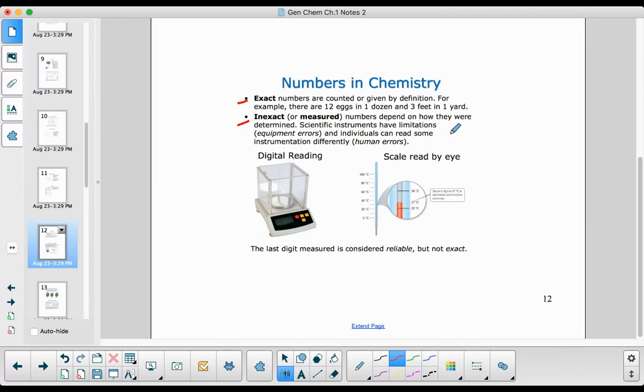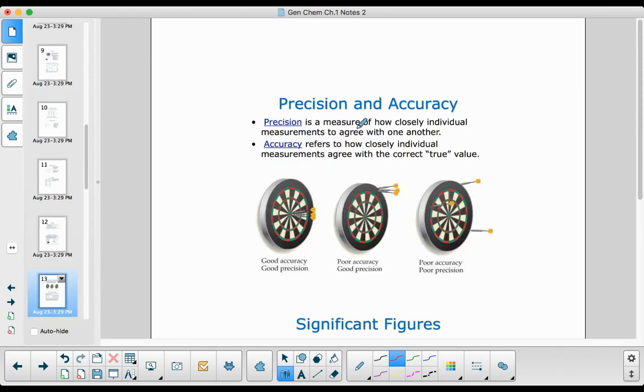An inexact number is something that you measure, and the precision of the instrument will tell us how many digits we use as we report the number. We're going to consider things like equipment error and human error when we consider our inexact measurements.